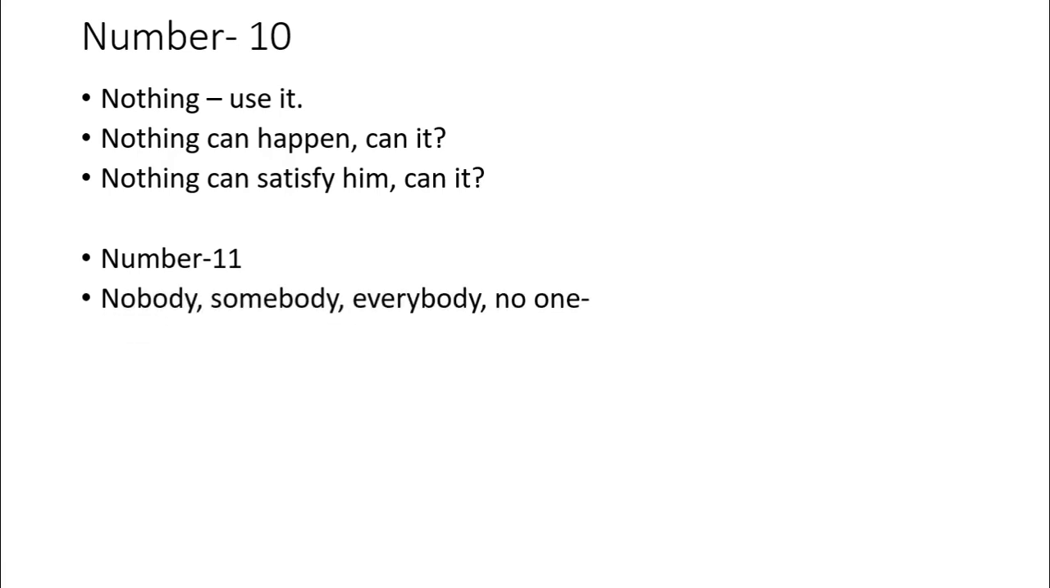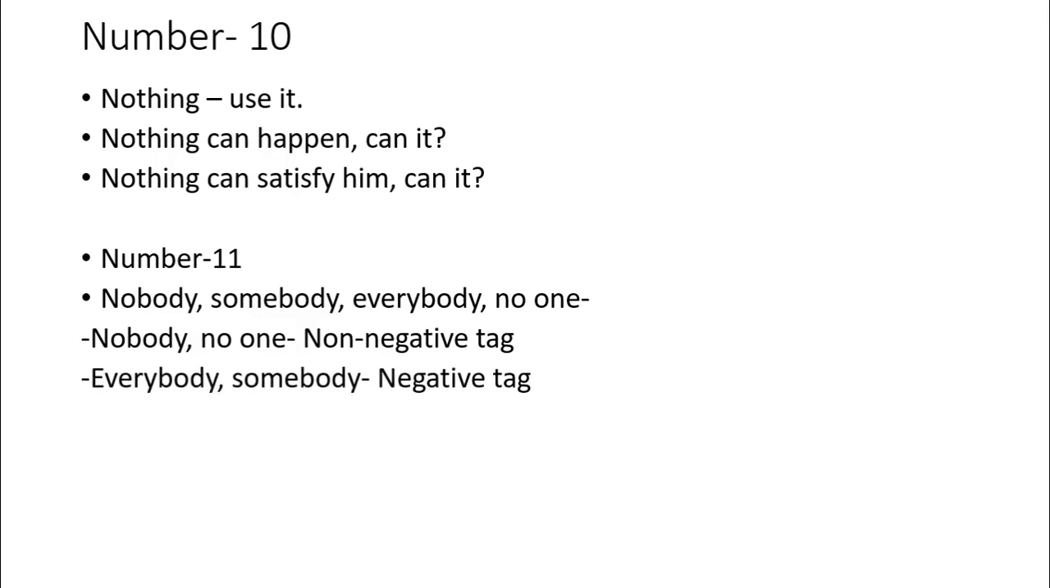In number 11, what do we have? If we have words like nobody, somebody, everybody, no one in a given sentence, then what to do? For nobody and no one, we have to write a non-negative tag question. And for everybody and somebody, we have to write a negative tag question. Let's check this out.